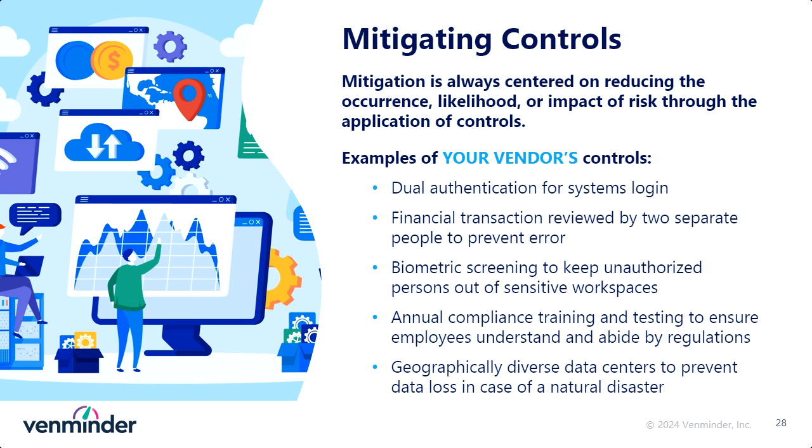Some of your vendor's controls might be dual authentication, biometric screening, and annual compliance training and testing. And even though these are your vendor's controls, your organization should collect evidence from the vendor that proves these controls are in place. Just because your vendor states that they're doing annual compliance training and testing doesn't necessarily mean that's true.